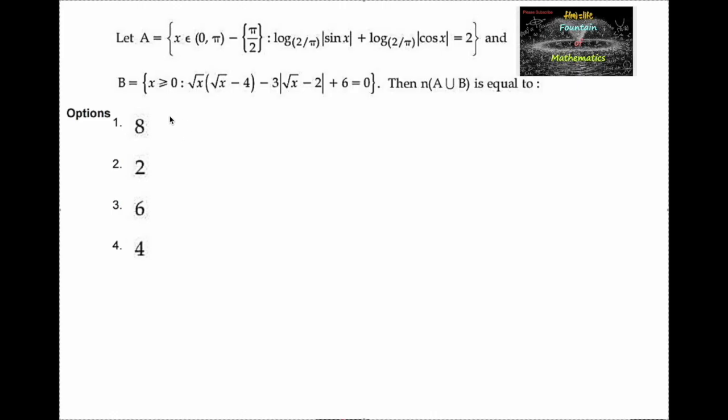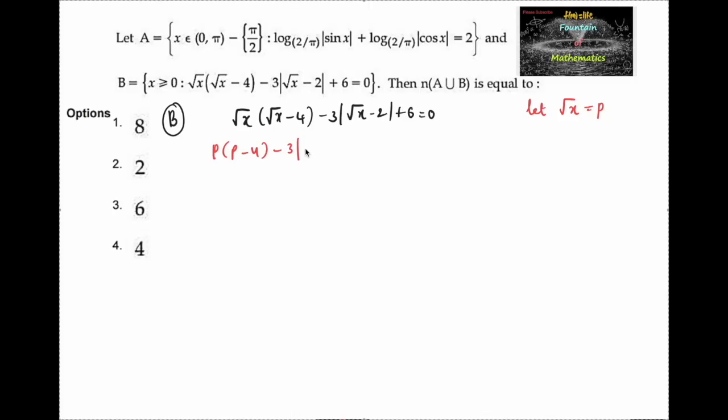Now let's consider set B. So we have the equation root x times (root x minus 4) minus 3 mod of (root x minus 2) plus 6 is equal to 0. So for our convenience, let root x is equal to p. So we can write p times (p minus 4) minus 3 times mod of (p minus 2) plus 6 is equal to 0, and where x is positive. So p is positive.